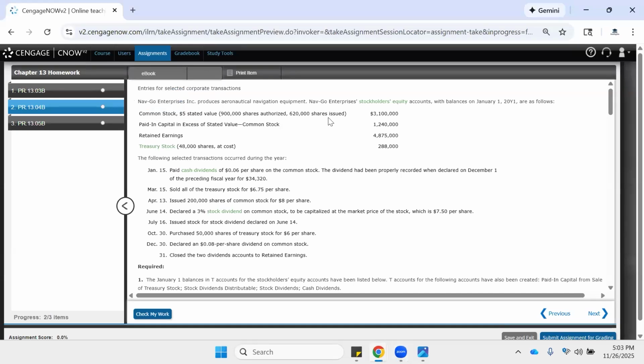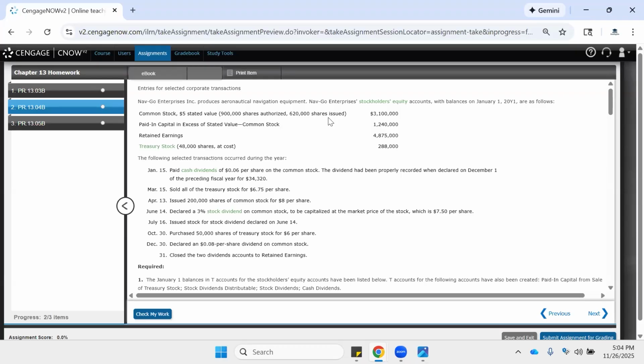This one is on stockholders' equity, a part of Chapter 13 for Cengage Financial Accounting. We're going to go over all of these transactions, which include paying cash dividends, selling treasury stock, issuing additional shares, declaring a stock dividend, purchasing back shares, so share buybacks and treasury stock transactions there, and declaring an additional dividend.